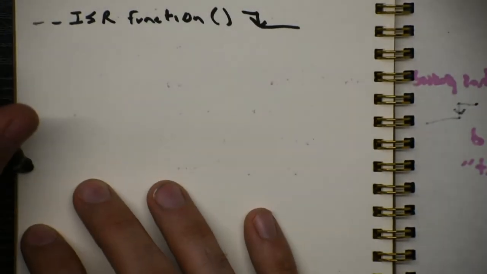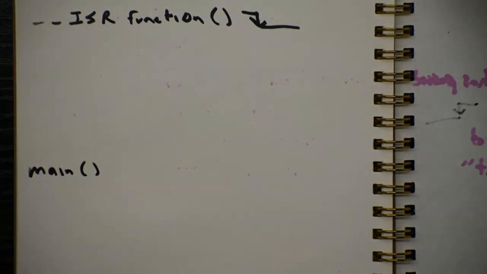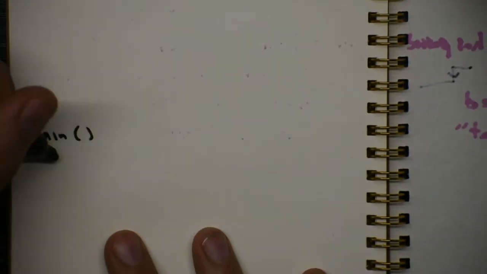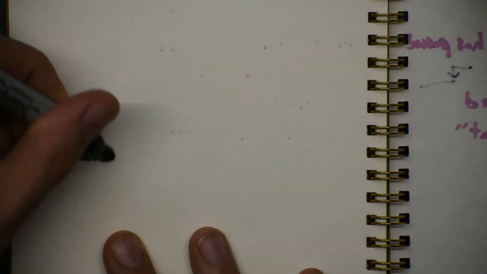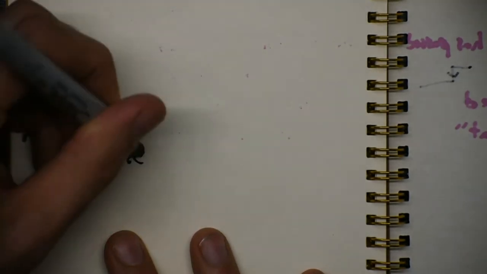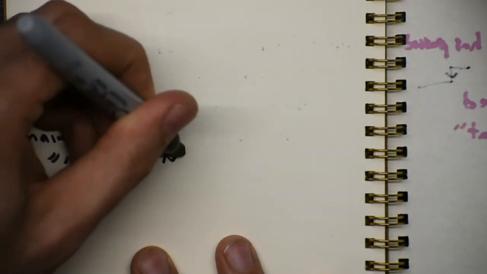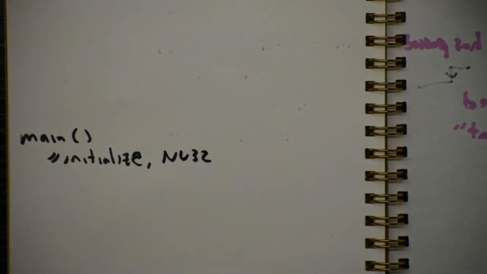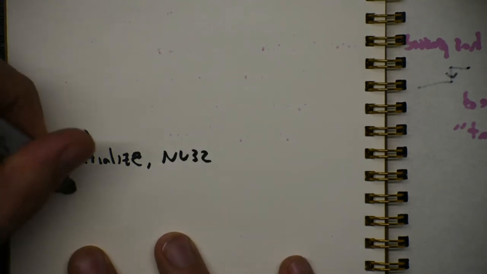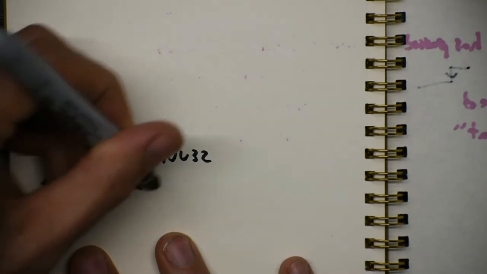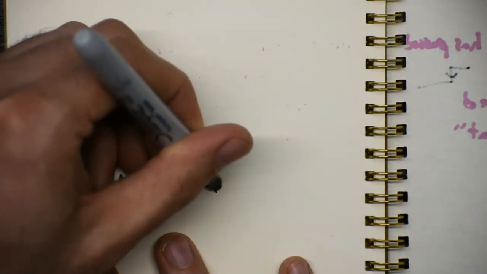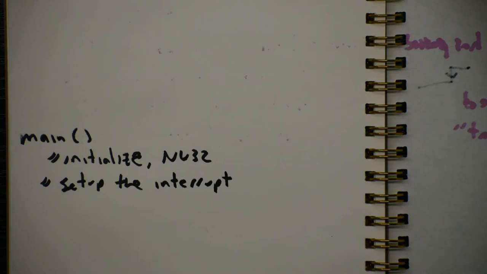And then we have main. So what do we do in main? We have to initialize everything. We have to call the function NU32_Startup that sets up the PIC for the right speed and all of the initial pins that it has. We have to set up the interrupt. And there's some sample code that shows you how to set the pin up for an external interrupt, like the high to low edge that our button will see.